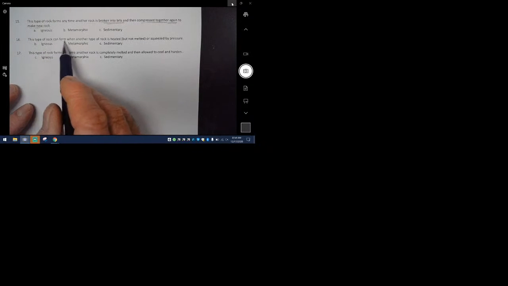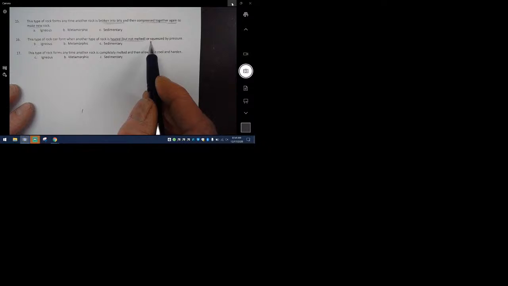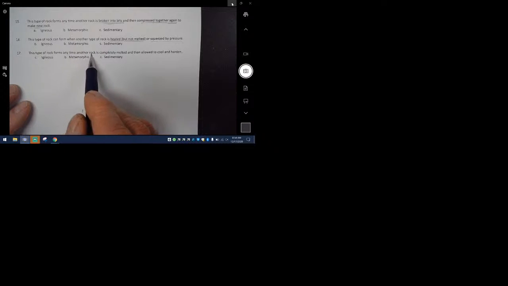So think about this. This type of rock forms anytime another rock is broken into bits and then compressed together again to make a new rock. This type of rock can form when another type of rock is heated, but not melted, or squeezed by pressure. And the third one, this type of rock forms anytime another rock is completely melted and then allowed to cool and harden. So we've got the first one that's broken into bits and then compressed back together. The second one is either heated or squeezed, but it's not melted. And the third one is melted and then allowed to cool.